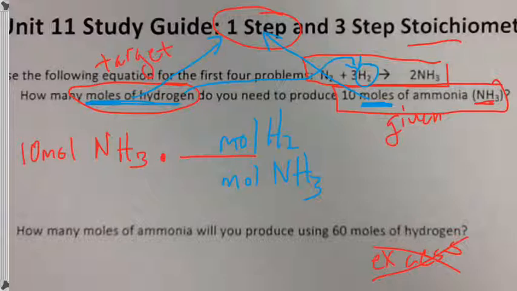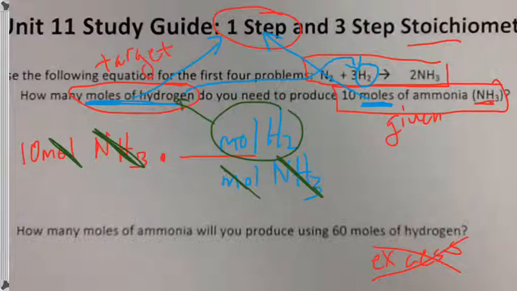Okay. Now we've got it set up, and because we have it set up correctly, what we can see is that the moles are going to cancel out. Moles divided by moles are going to cancel out. Ammonias are going to cancel out, and we'll be left with the units that we want in the target of moles of hydrogen. So the last step is to plug in our numbers.